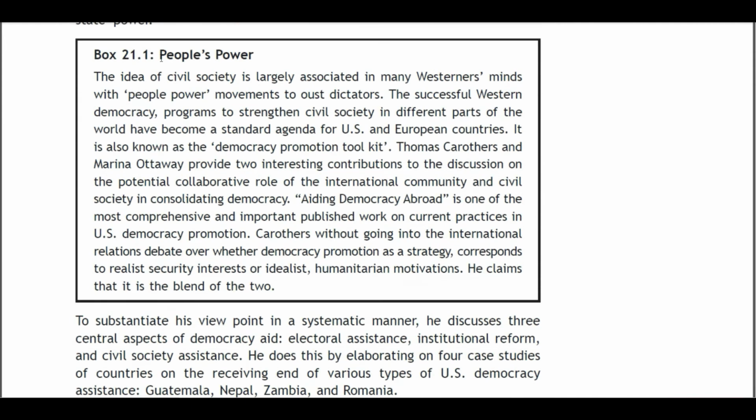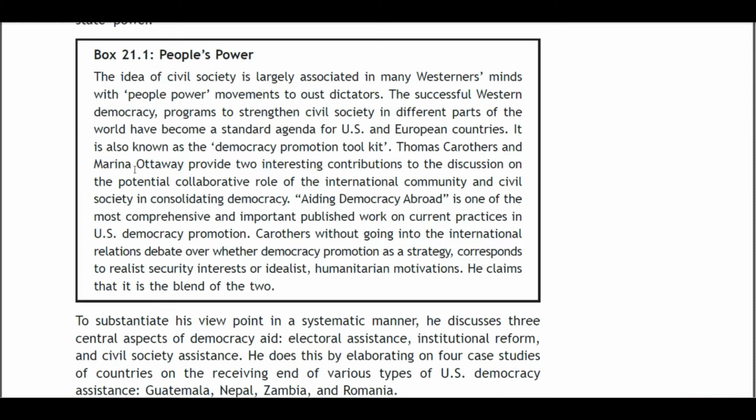Box 21.1: People's Power. The idea of civil society is largely associated in many Western minds with people power movements to oust dictators. The successful Western democracy programs to strengthen civil society in different parts of the world have become a standard agenda for US and European countries. It is also known as the Democracy Promotion Toolkit.